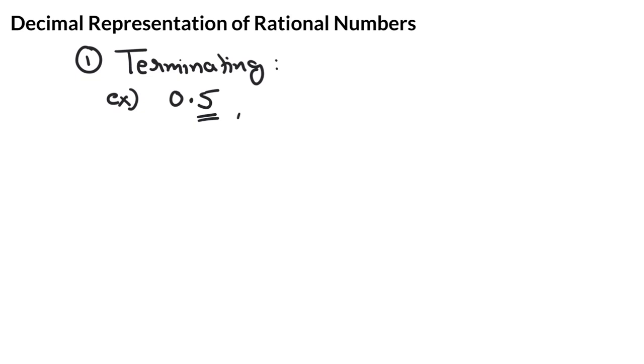The first point, the decimal representation of a rational number is either terminating, meaning it stops after a few digits. For example, look at this, 0.5. Is this a rational number? Yes, because the decimal is terminating. It is stopping after one digit. 2.356. Is this a rational number? Yes, because the decimal is terminating after 3 digits.